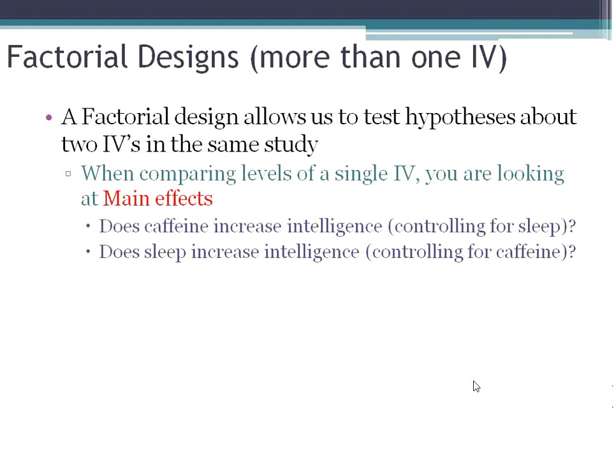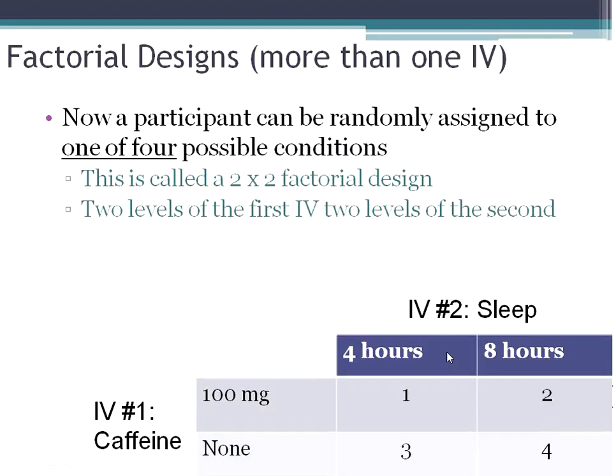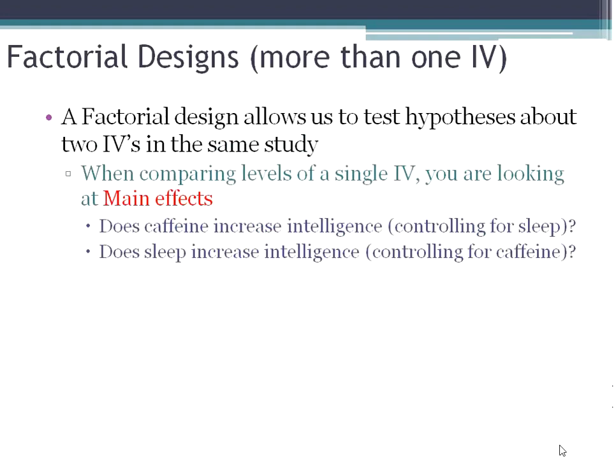Now, when I say controlling for, what I mean is, if we think back to this table here, when we randomly assign people to the 4-hour, 8-hour group, and we want to just see if there's a difference on sleep, the people in the 4-hour group, some of them got 100 milligrams, some of them got none. People in the 8-hour group, some of them got 100 milligrams, some of them got none. So because of that, we're controlling for caffeine, right? Because half of the people in the group got some, half of them didn't. That cancels it out, so we're controlling for caffeine.